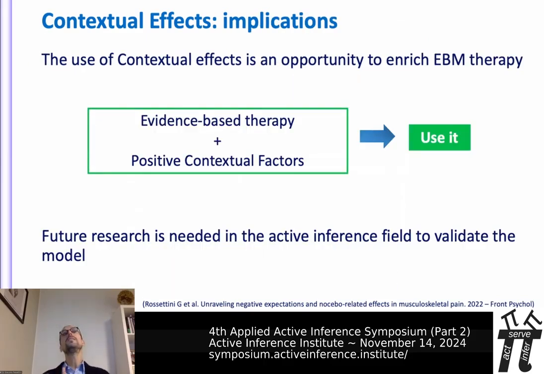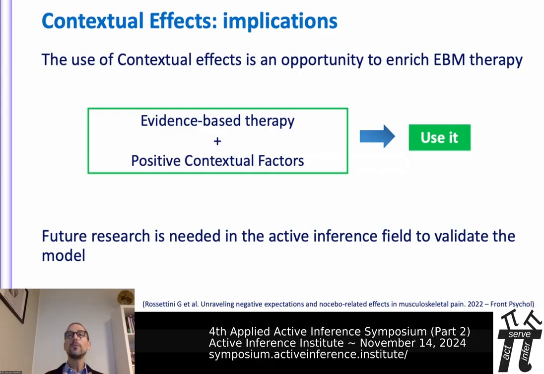So, trying to pull the strings of this speech, what might be the implication from this talk for our clinical practice? The use of contextual factors represents an opportunity to enrich evidence-based therapy. We know it as clinicians. But as clinicians, we also need to consider that using contextual factors, such as words, touch, the rituality of the technique and the environment, could help to challenge the patient's prior and improve the patient's musculoskeletal pain.